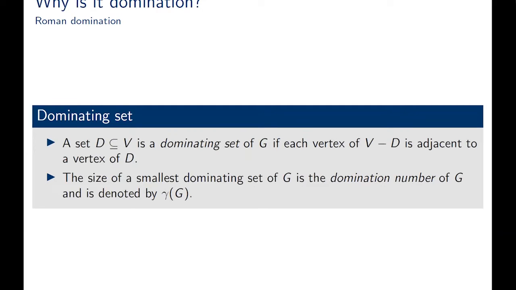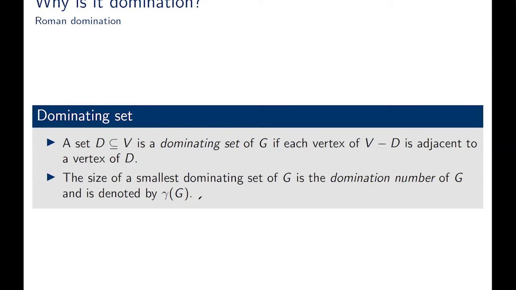Okay. Why is it domination? Because I told you that this is Roman domination. So why is it domination? A dominating set, I'm sure you already know it by heart, is a set of vertices such that every vertex which is outside the set is adjacent to a vertex of D, and the smallest set of this property is called the smallest dominating set. Its cardinality is called the domination number, and it's denoted by the Greek letter gamma.